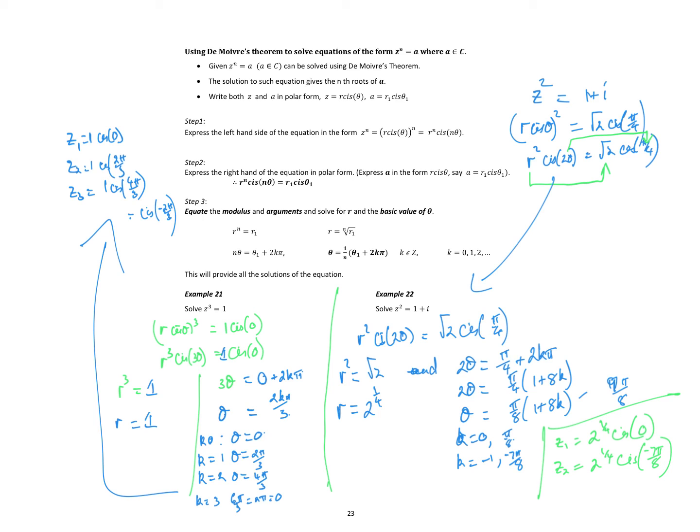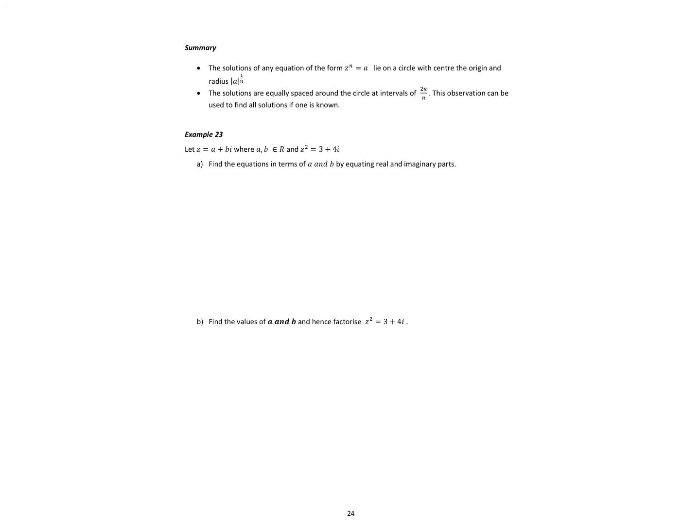Okay, so it's just a gradual process. We're covering a fair chunk of the complex course over this little period. So just stick to the process: write everything in polar form, and everything's a little bit easier to manipulate. All right, so let's have a look at some other applications for it.